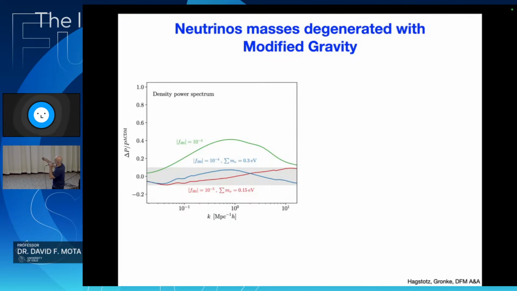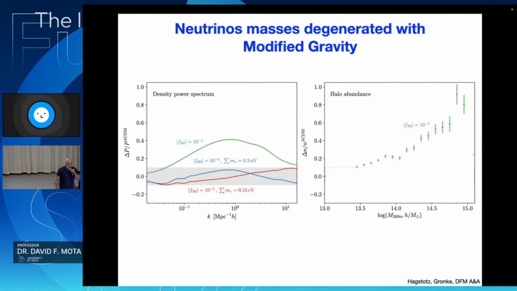So we were very disappointed because then we can't use the matter power spectrum, which was a very simple statistical histogram, to test these modified theories of gravity. So we thought, okay, but let's calculate the halo abundances, how many halos there are in the universe as a function of their mass.